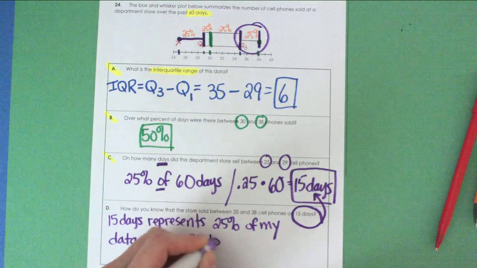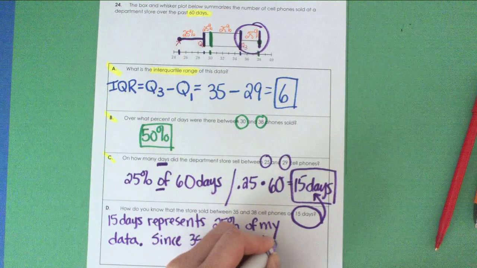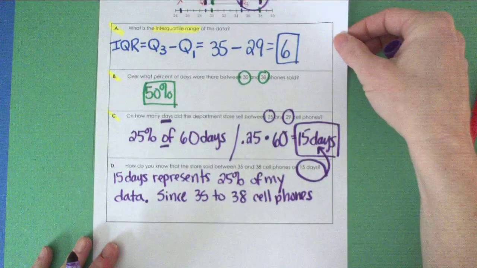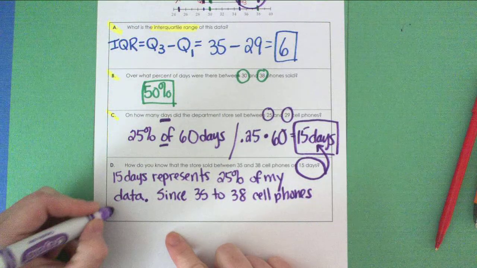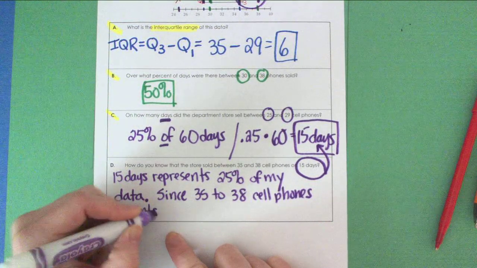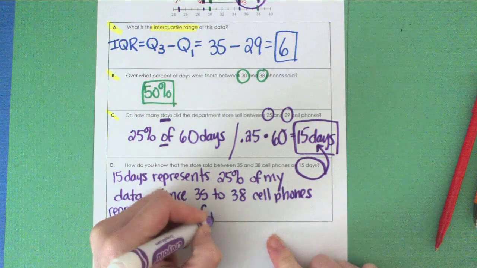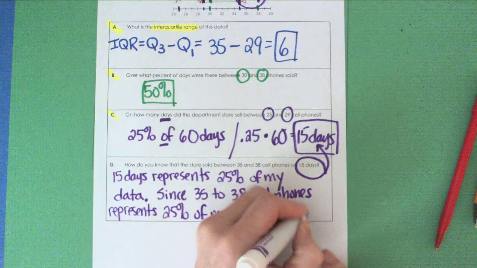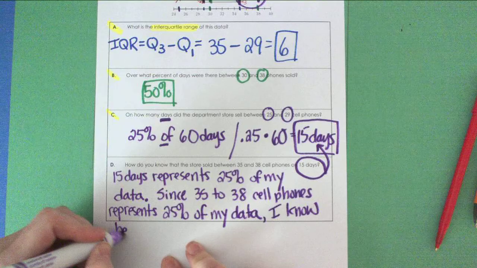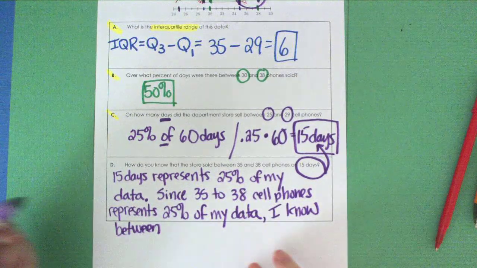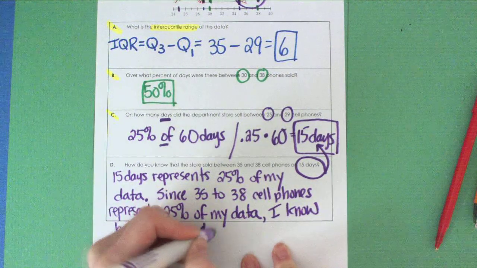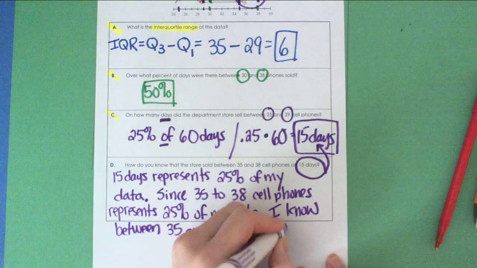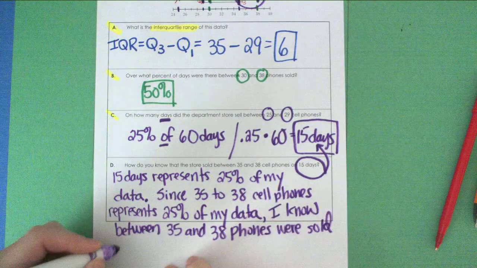35 to 38 cell phones, let me push this up a little bit here, represents 25% of my data, I know between 35 and 38 phones were sold on 15 of my days.